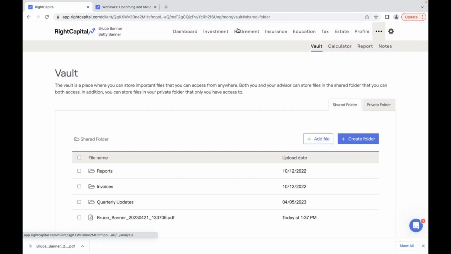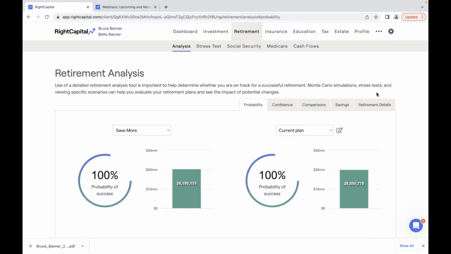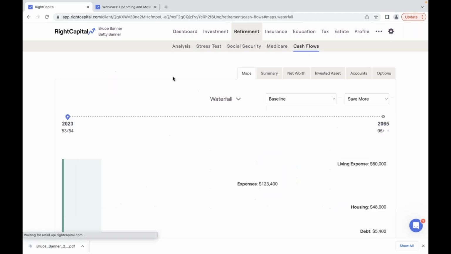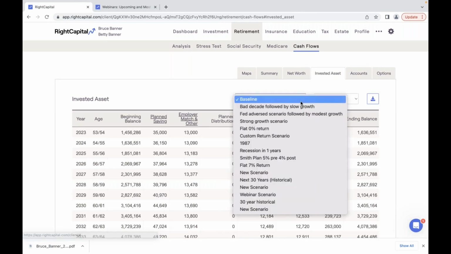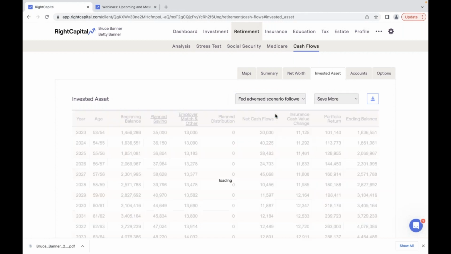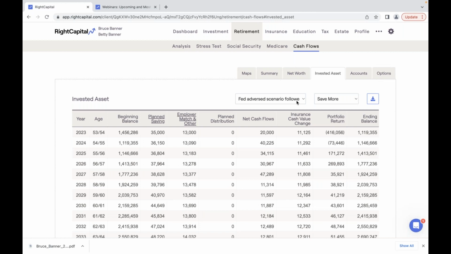sequence of return scenarios that you can build in are, for the most part, just kind of made up scenarios. That's for all of them other than the Fed adverse scenario followed by modest growth. So for example, when you're first getting set up with Right Capital, you're going to see a bad decade followed by slow growth. You're going to see a strong growth scenario, a flat return scenario, but this Fed adverse scenario followed by modest growth is actually a typical solvency test for equity reserves for a lot of insurance companies.